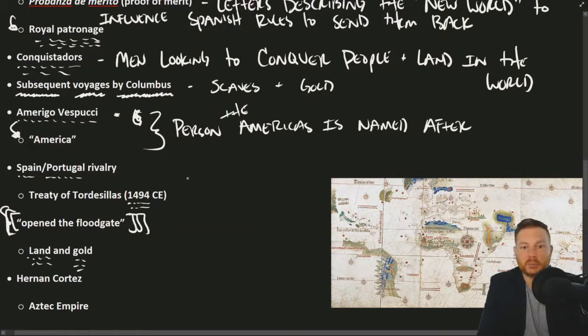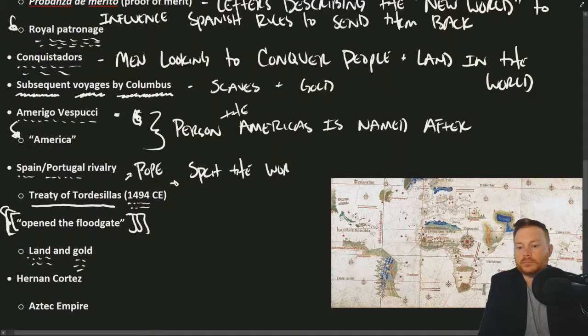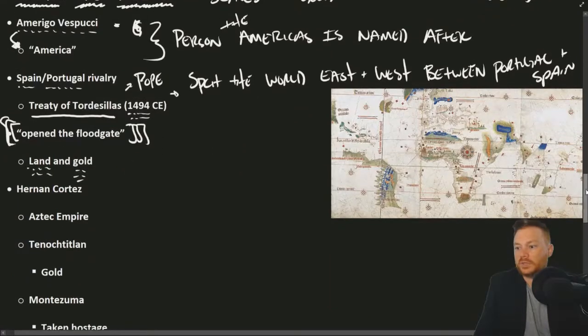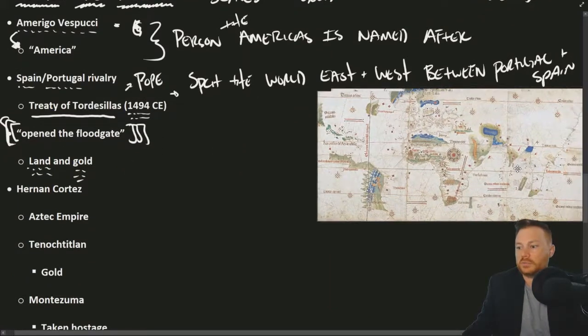And so one way that Spain and Portugal put their rivalry to rest was with the Treaty of Tordesillas. The Treaty of Tordesillas was negotiated by the Pope, leader of the Roman Catholic Church. Both Spain and Portugal were Catholic nations. And the Treaty of Tordesillas split the world east and west between Portugal and Spain.